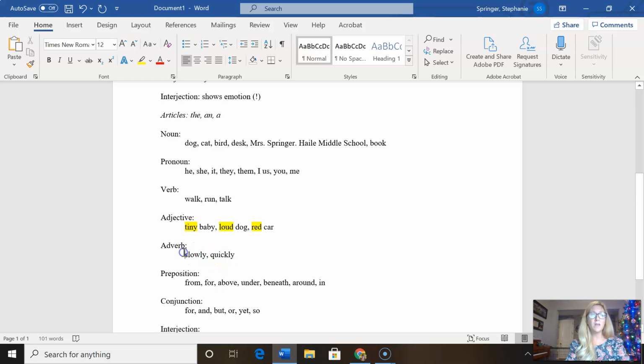All right, adverbs. You will see these adverbs, when they end in ly, they usually modify a verb. So ran slowly. Slowly is our adverb. It is describing the verb ran. Or talk is a verb. How did they talk? They talked quickly.